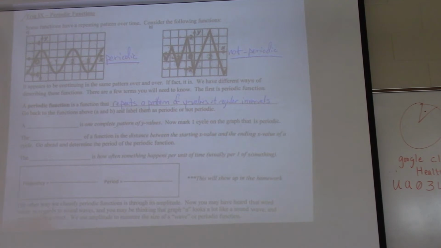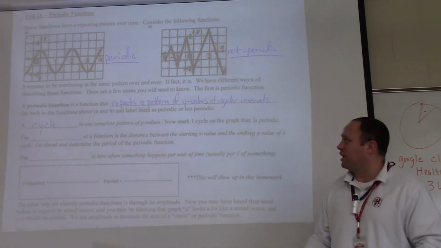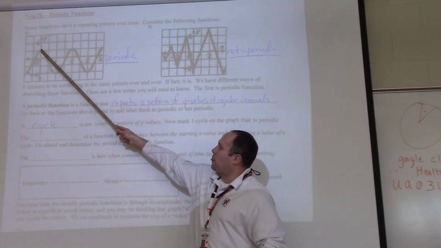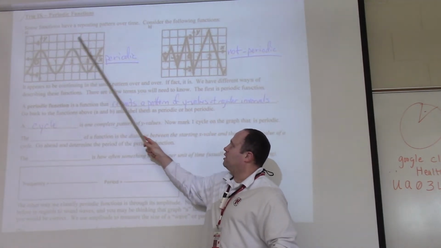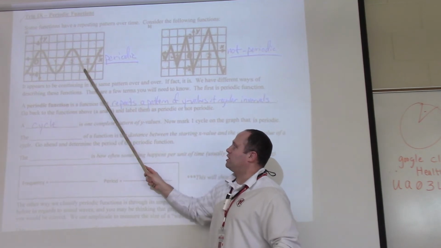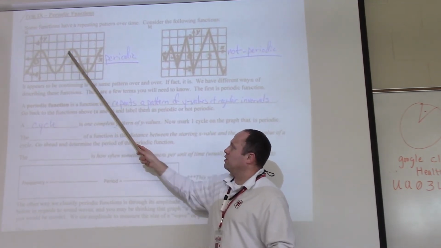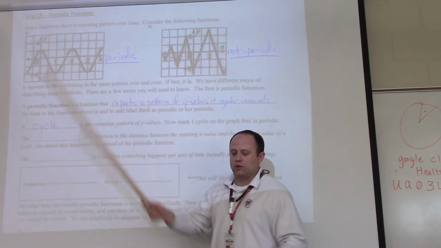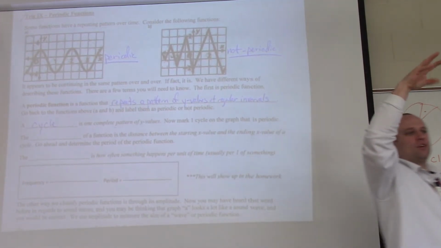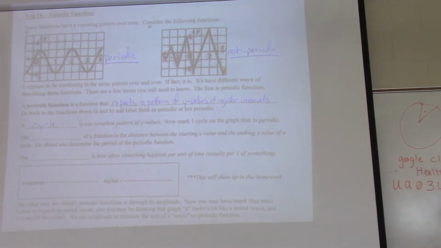A cycle is one complete pattern of y values. So in other words, one cycle would be from here to here again. From here to here again. That would be one cycle. Or even from here to here again. Or, if I get crazy, from here to here. What I like to do is go either from top of hill to top of hill or from bottom of hill to bottom of hill to see that. We'll talk more as that keeps going.